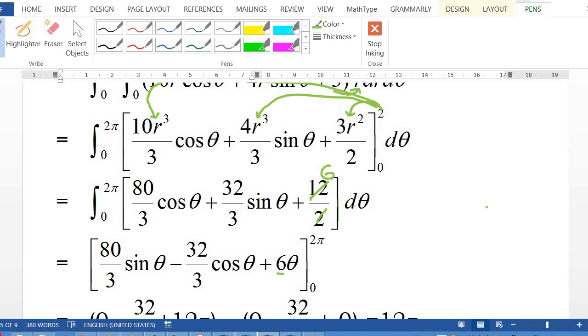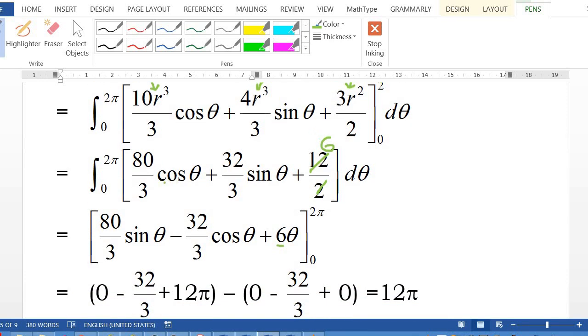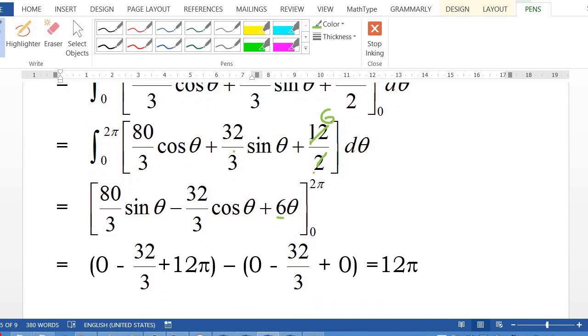Lastly, integrate with respect to theta. Integrate cos theta, you get positive sin theta. Integrate sin, negative cos theta. Integrate 6 with respect to theta, you get 6 theta. Plug in the upper limit of theta into each term. Sin 2 pi is 0. Cos 2 pi is 1, so negative 32 over 3. Plug in 2 pi into 6 theta, you get 12 pi, minus the substitution of the lower limit.